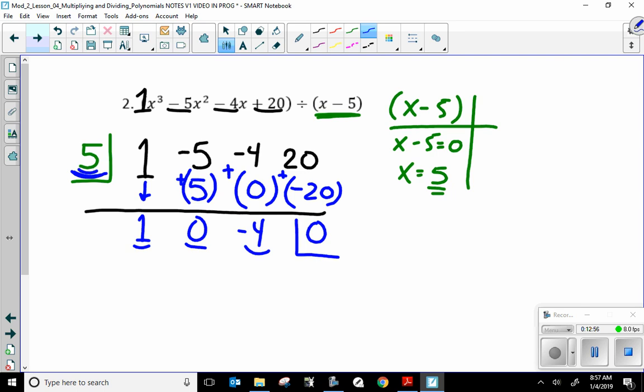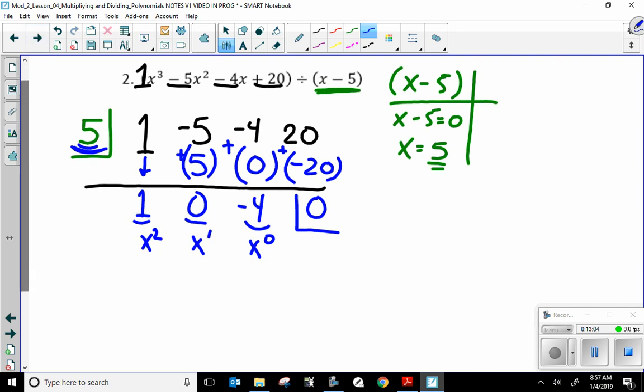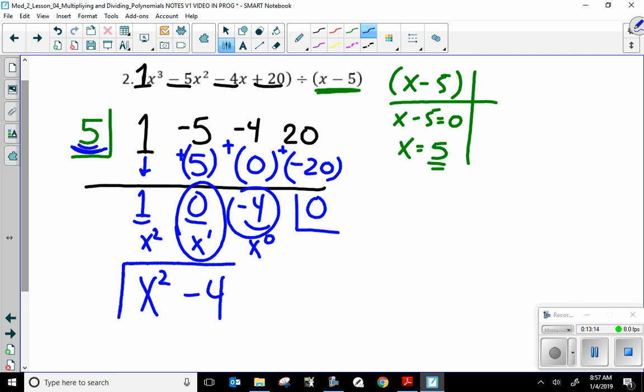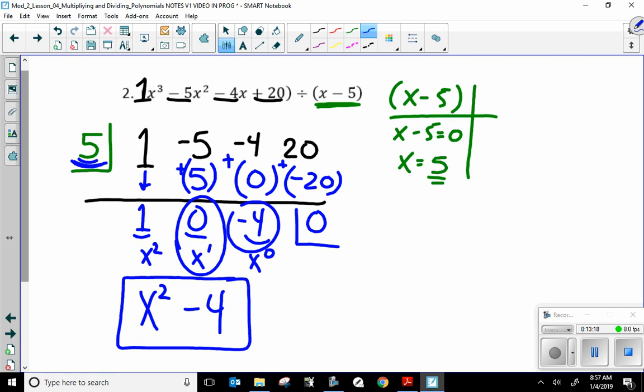That's my remainder. Here's my x to the zeros. Here's my x to the 1s. Here's my x squareds. I have 1x squared here. I have 0 x's, so I don't have to write that in my answer. And then I have minus 4. There you go. That's your answer.